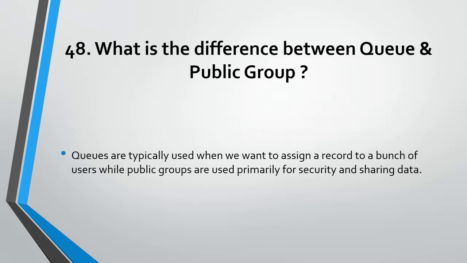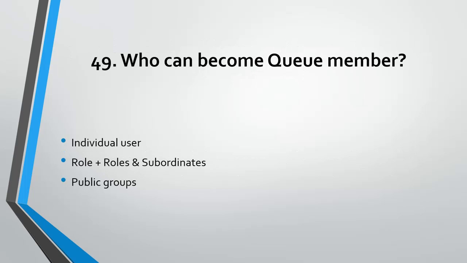What is the difference between a queue and a public group? Queues are typically used when we want to assign a record to a bunch of users, while public groups are used primarily for security and sharing data. Who can become a queue member? A queue member can be an individual user, roles, or roles and subordinates. Or we can assign a public group to be a queue member.